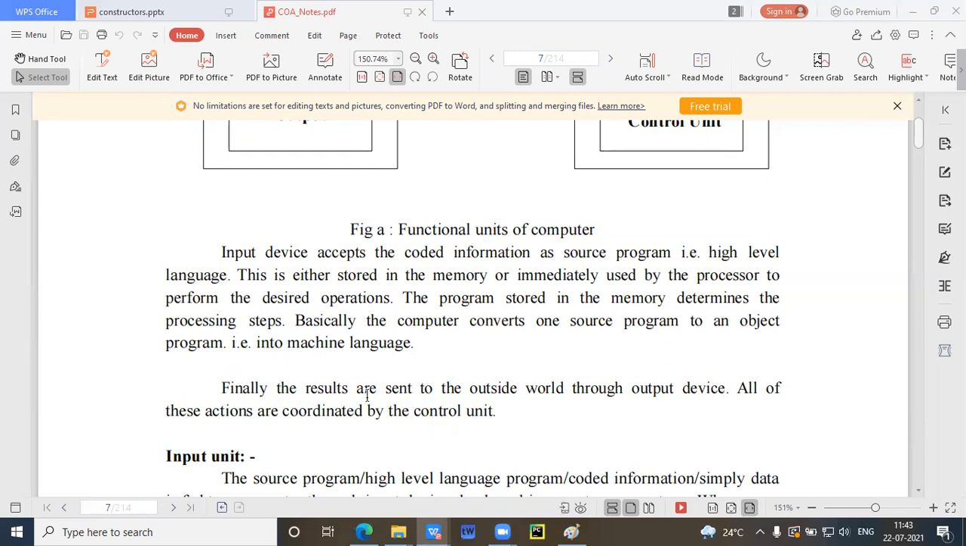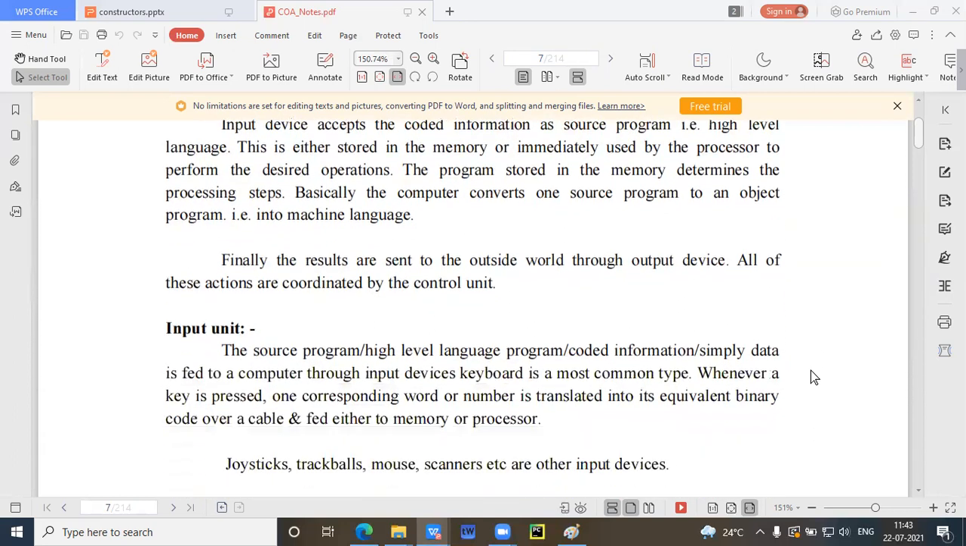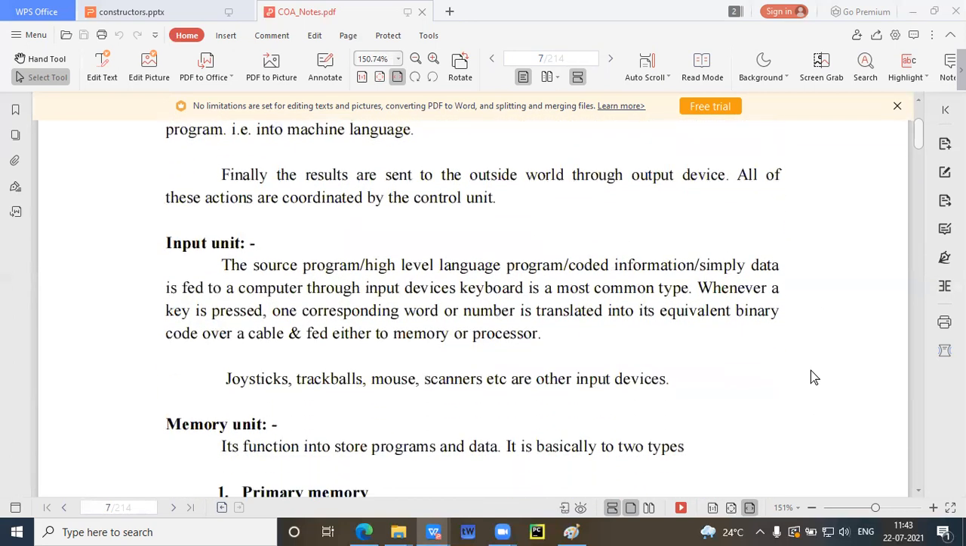Next, finally, the results are sent to the outside world through the output device. All of these actions are coordinated by the control unit. The control unit will control all the actions performed by the computer.